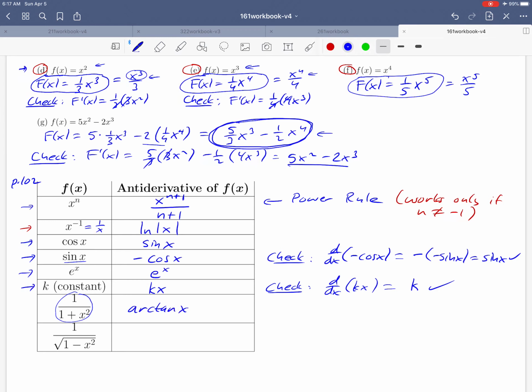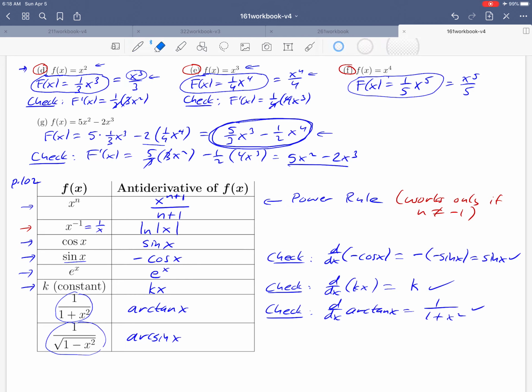that arctangent of x works, because we had a formula for the derivative of arctangent of x that looked like 1 over 1 plus x squared. And similarly, 1 over the square root of 1 minus x squared, you might recognize that as the derivative of arcsine of x. And so arcsine of x has to be an antiderivative for that function.